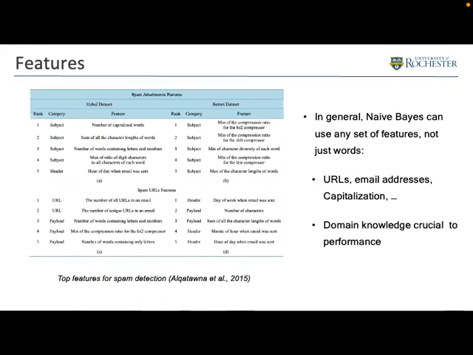In general, naive Bayes can use a set of features, not just the words. We can also include other linguistic features like the POS tags, the label of the word, whether the word is in a noun phrase, a verb phrase, or others. We can also include things like URLs, email addresses, capitalization, and domain knowledge. Again, these are just rule-based features. We can include as many as possible, as long as they can be calculated by naive Bayes.